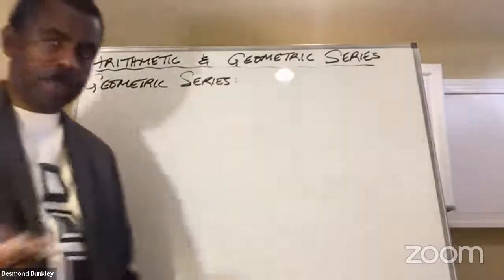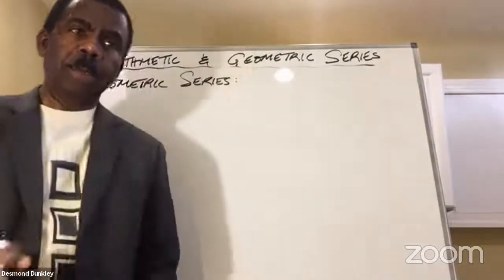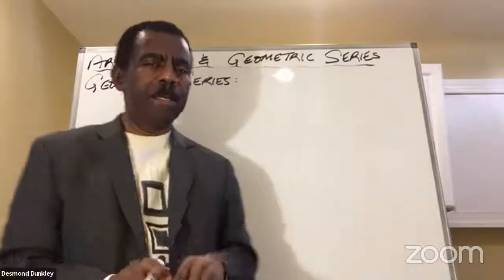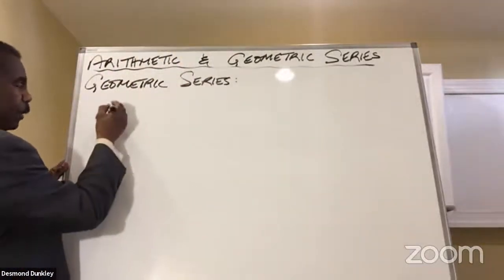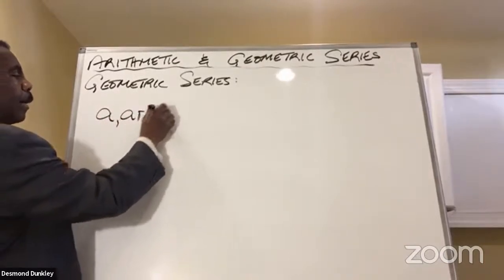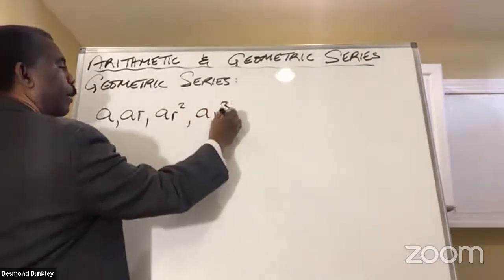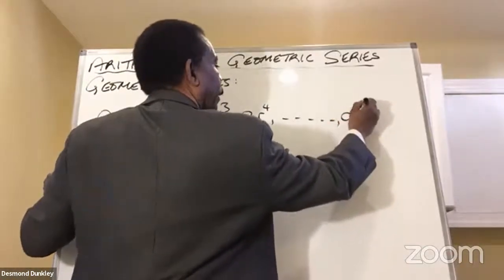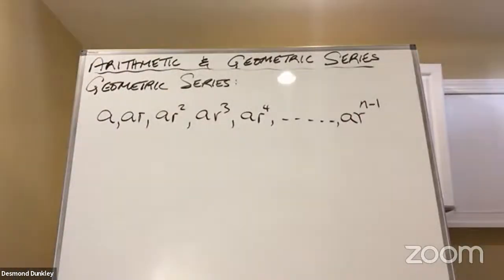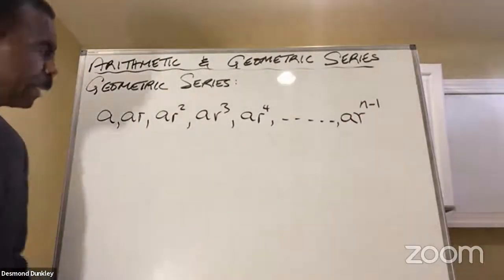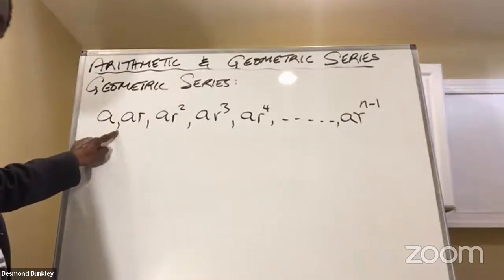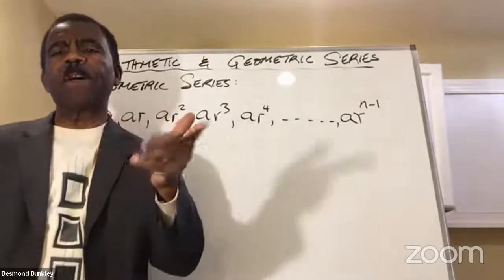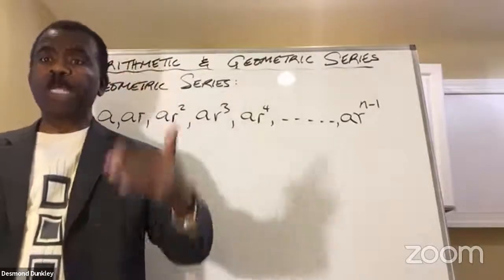Just as a reminder, a geometric sequence is one in which consecutive terms are obtained by multiplying by a common ratio r. So the geometric sequence is a, ar, ar squared, ar to the third, ar to the fourth, and then ar to the n minus 1. For the geometric series, just remove the commas and put plus signs between the terms. Now we're adding the terms of a geometric sequence, and that's how you get a geometric series.